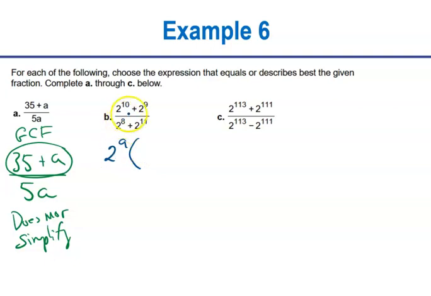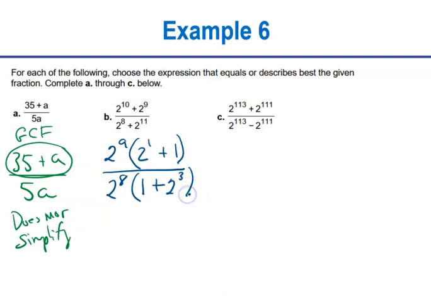2 to the 9th times 2 to the 1st really gives me 2 to the 10th. And we know 2 to the 1st is 2. Plus, if I pull this entire 2 to the 9th out, I need a 1 to hold that position. I'm going to do a similar thing in the denominator. Okay. Now, can I pull out a 2 to the 9th? I can't. I can pull out a 2 to the 8th, though. That's the smaller of the two. So 2 to the 8th comes out. That's going to leave me with 1 plus. Now, if I pull out 8 of these, that's 2 to the 3rd still left inside.